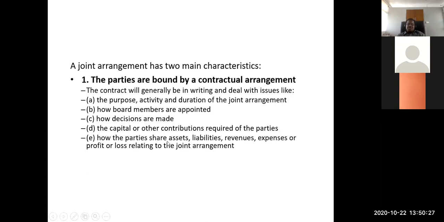It's like a partnership agreement, sharing profit. So the parties are bound by a contractual agreement. If there is no contractual agreement among or between the parties, it is not a joint arrangement. You have to understand very clearly. You should have a contractual agreement for a joint arrangement.